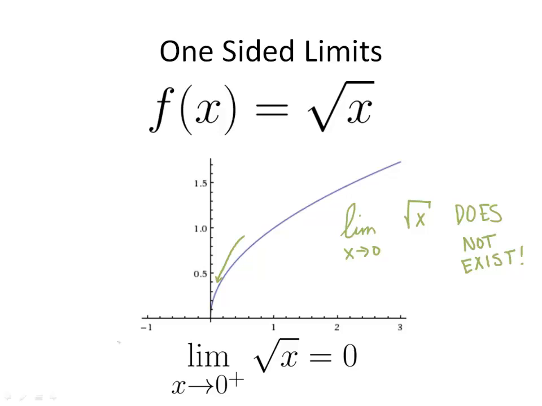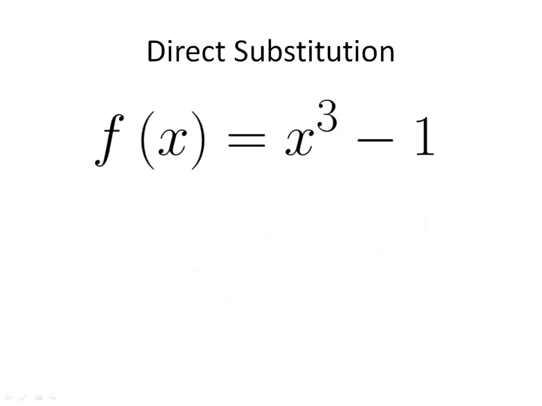For a limit to exist, it must approach from the left and from the right side. Okay? And to signify that we are approaching from the right side, we use a plus sign here. And if we're approaching from the left side, then we would use a negative superscript in the limit there.